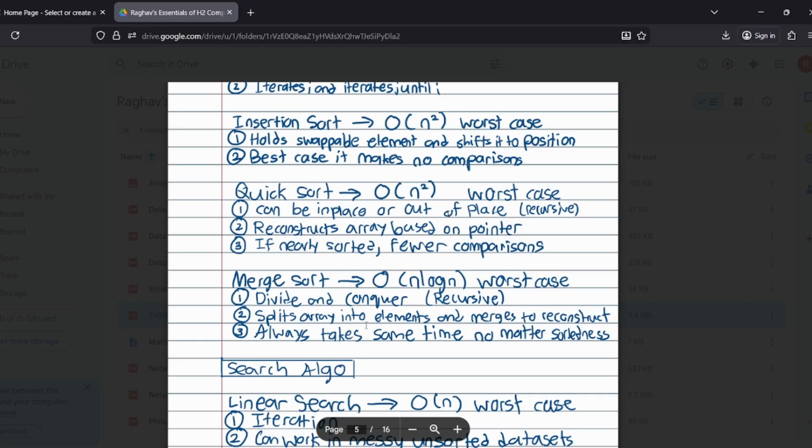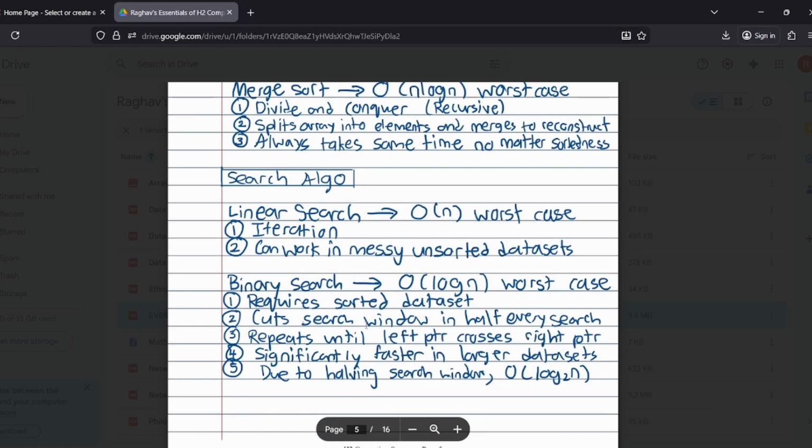Because it's so beautiful. It always takes the same amount of time, no matter what the level of sortedness is. So it's very reliable and consistent. Then we have search algorithms. For linear search, again, it's O of n worst case because you need to go through every single thing once.